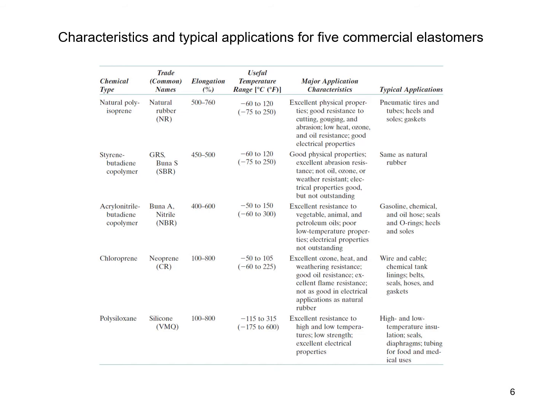And we have neoprene and silicone. Silicone is also very significant in the medical industries. The other name for silicone is polysiloxane, the chemical name. The elongation is between 100 to 800%, and the useful temperature range is from -115 to 315 degrees C. The characteristics are that it has excellent resistance to high and low temperatures. It has low strength, however, and excellent electrical properties. So some of the typical applications are high and low temperature insulation, seals, diaphragms, and tubing for food and medical uses.